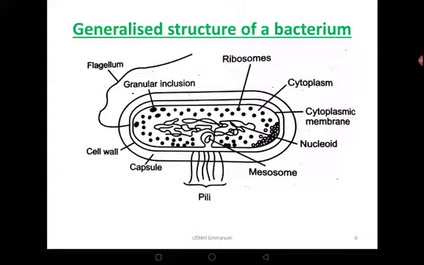The other part we have not mentioned is the mesosome. That part plays a role of respiration. It's where respiration takes place. It contains respiratory enzymes. And then the other parts we have already talked about. So that is the structure of a prokaryotic cell, or a bacterium cell.